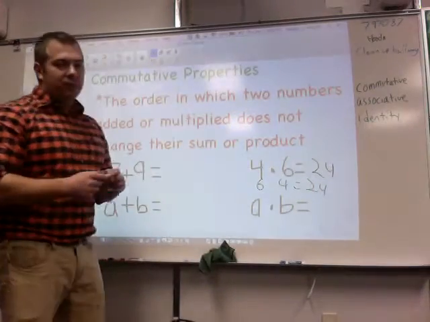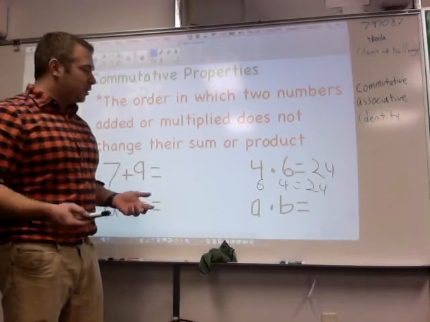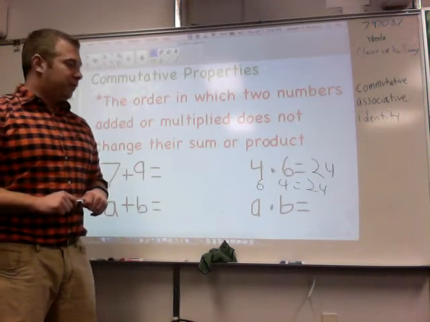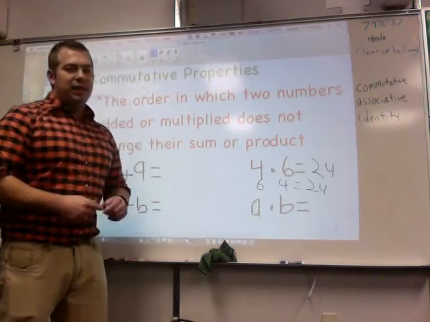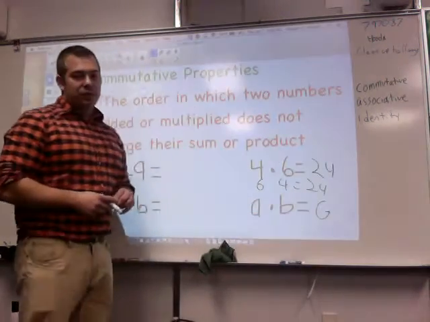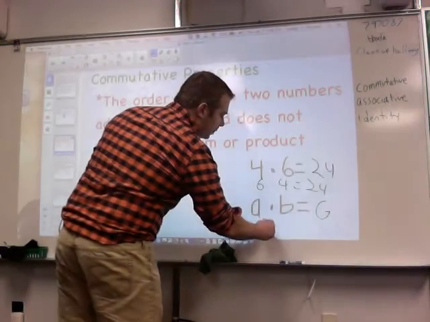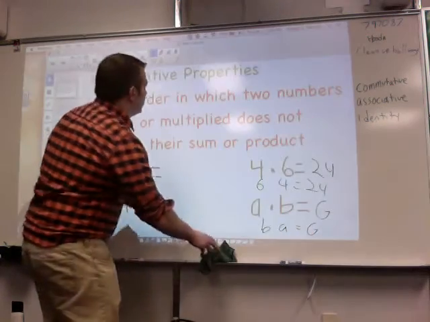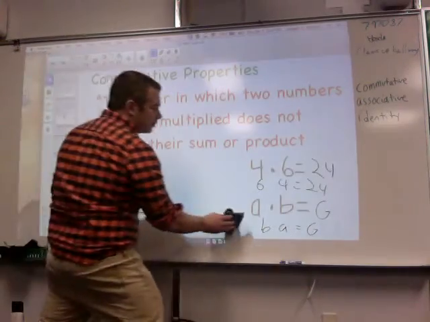So when you just multiply, or if you just add, you could switch around the numbers. It doesn't matter which one you do first. So a times b, let's say that equals g this time. A times b will equal g. Well, guess what? B times a will also equal g. That's due to the commutative property.